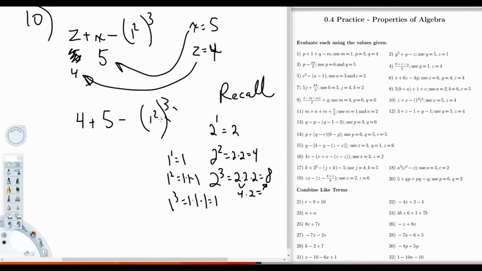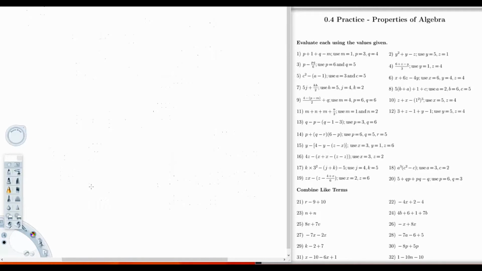So in reality, let's do this. First, we'll do the inside exponent. So let's rewrite this equation. 4 plus 5 minus 1, because this is this, which equals 1 to the third. Now let's rewrite it. 4 plus 5 minus 1 to the third equals 1, which means 9 minus 1 equals 8. Got it? 4 plus 5 here. And that's the answer to that.